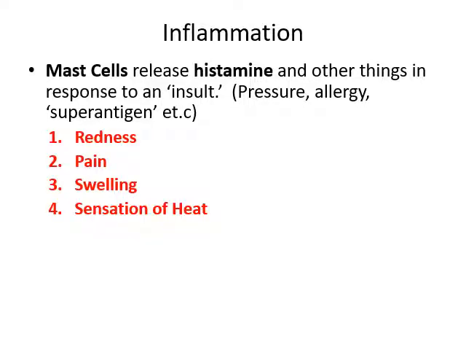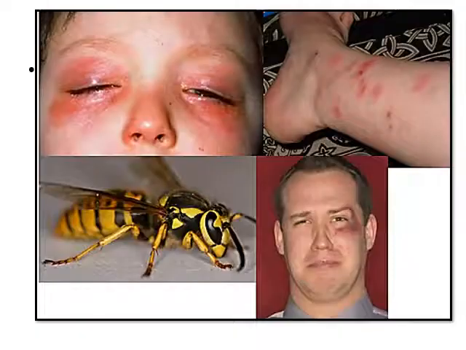Okay, so what does inflammation look like? Remember that inflammation, and you're usually asked this on a final exam, what are the four characteristics of inflammation? The four characteristics are redness, pain, swelling, and a sensation of heat. Those are the four things that characterize inflammation. So here we have some examples of that.